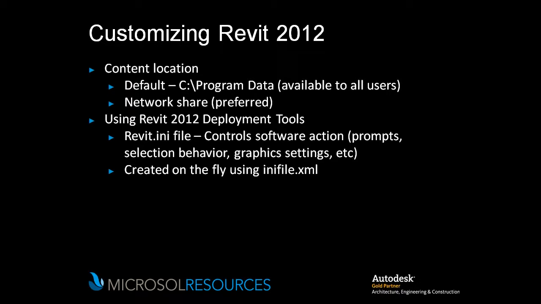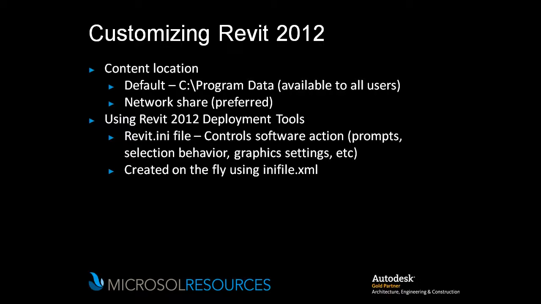Alright, let's start by talking about customizing Revit 2012. When you create the Revit deployment, you can change where Revit content is stored. By default, it is stored on the C drive under the Program Data folder, local to each workstation. Larger firms prefer this content stored on a network, either on a shared folder on the server or even a DFS target to maintain a level of consistency throughout the office.